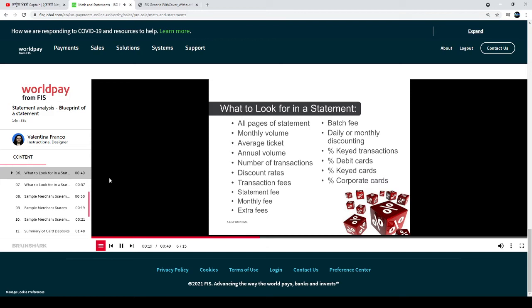We also want to make sure to find any monthly fees as well as to have all the pages of the statement. Keep in mind that to fully prepare an analysis for your merchant and be very accurate, you will need to have all the pages of the statement.